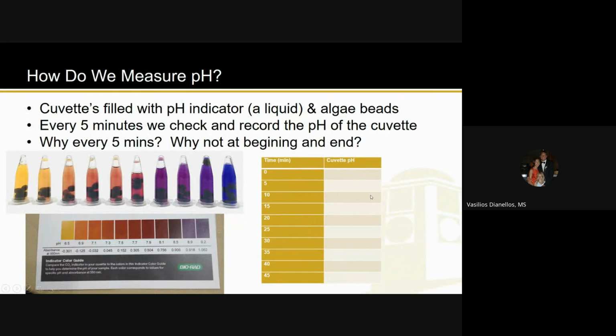There we go. So again, no matter what experiment you're doing, this is basically how it's going to work, right? You're going to put one of these things in a particular situation, and you're going to measure it every 5 minutes to see if it's photosynthesizing or it's respiring, right? You're going to check the pH to see what it's doing. That's the basics. No matter what experiment, that's the basics of what you're going to do.